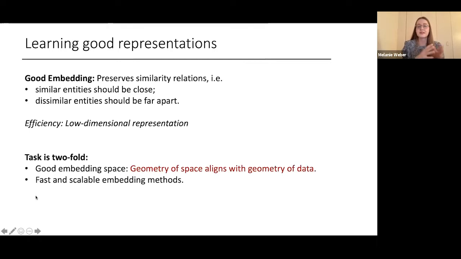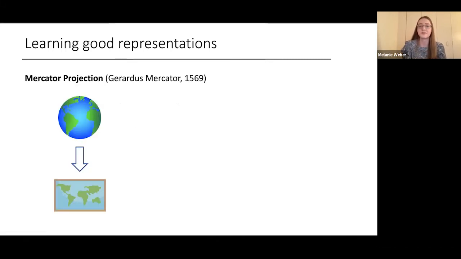So we've already seen that the task of learning representations has two parts. First, we have to identify a good embedding space, and then we have to find a fast and scalable way of actually computing the embedding. And for identifying the embedding spaces, the key is to find a space whose geometry aligns well with the geometry of our data. And why that is so important, I want to illustrate on the example of the Mercator projection.